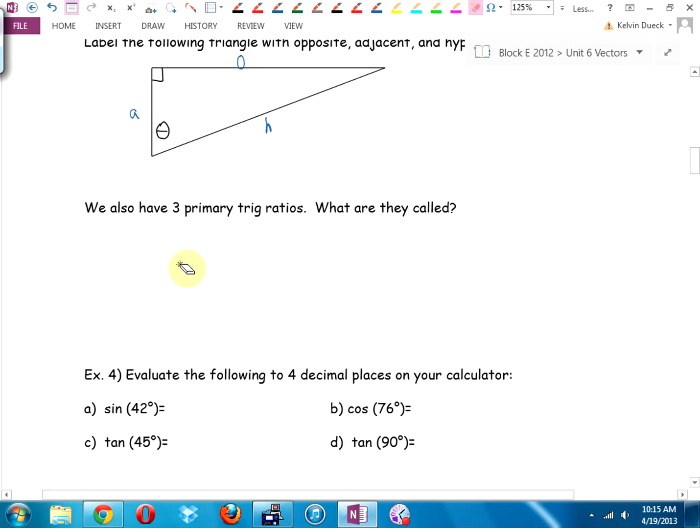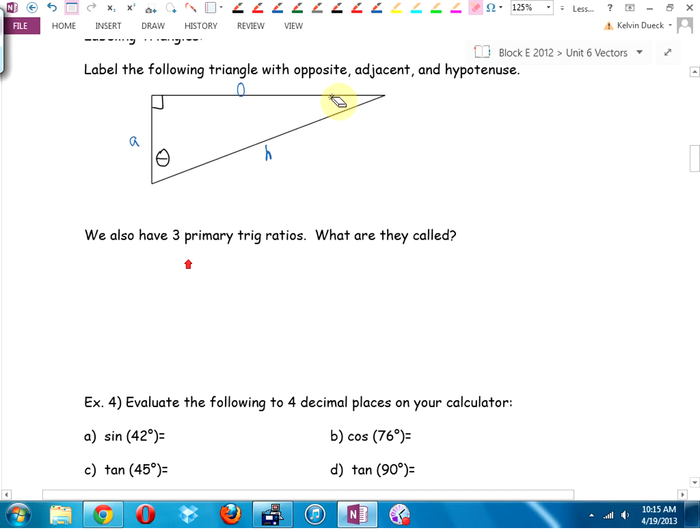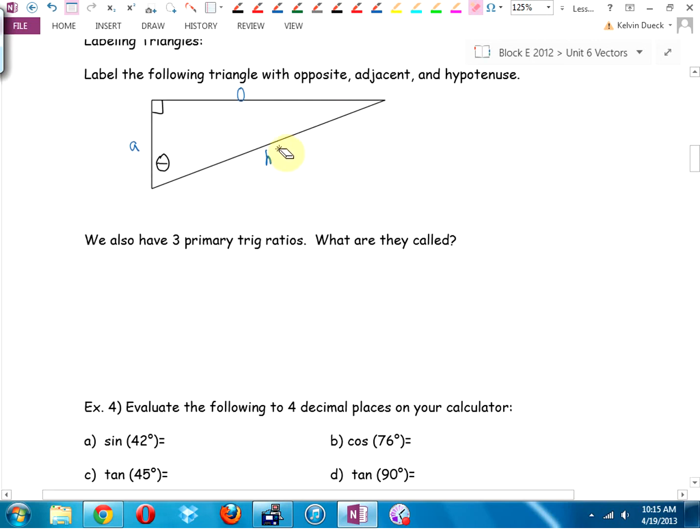By the way, what if we were talking about that angle? This would still be hypotenuse, but that would be opposite, yes? And that would be adjacent.